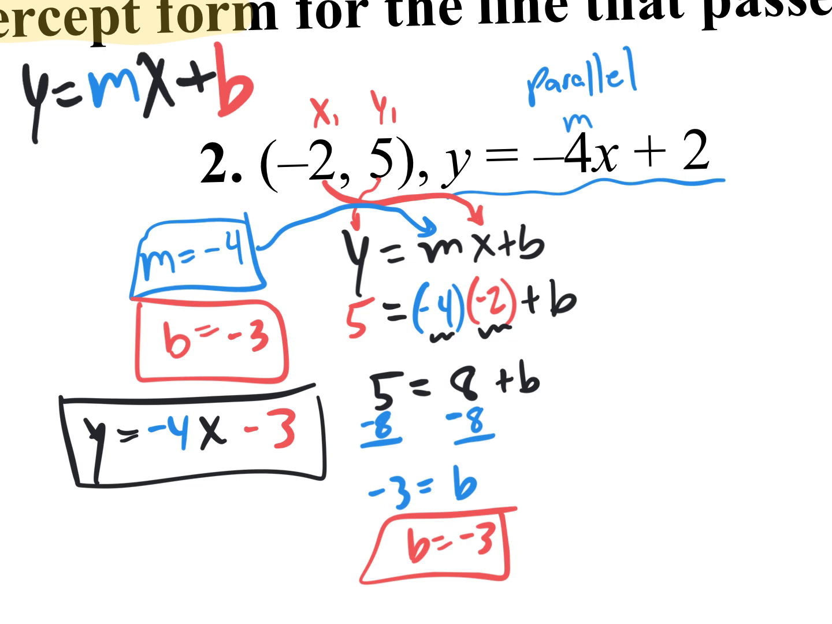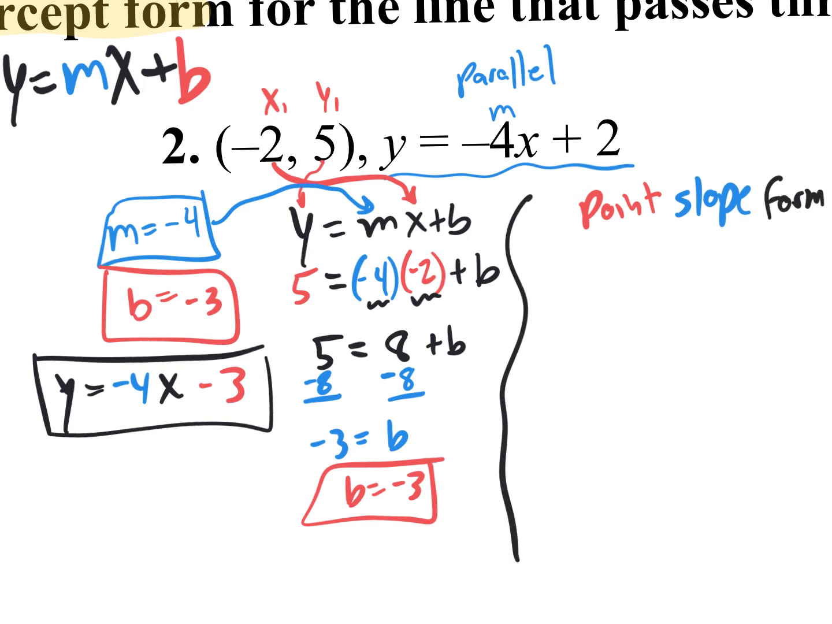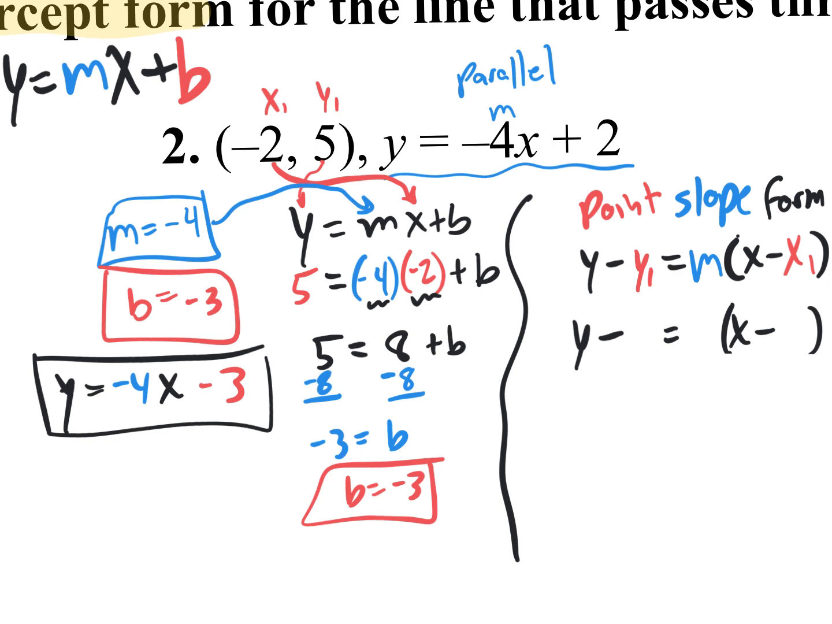Now, normally what I would do is, I have a point, and they indirectly gave me a slope because they told me that my line's parallel to this one, which means that my slope is -4. If I have a point and I have a slope, I would choose to write it in point slope form, which is y minus y1 equals m parenthesis x minus x1. So you could leave it with blank spots, y minus blank spot equals blank spot parenthesis x minus blank spot, and plug in your y1 value of 5 right there.